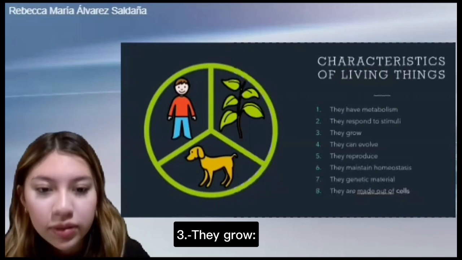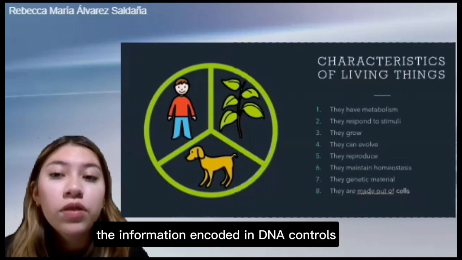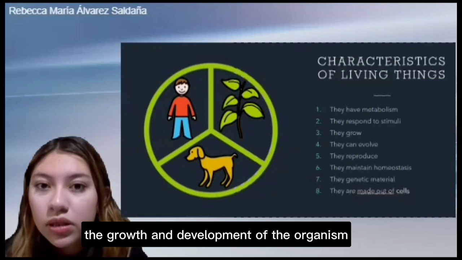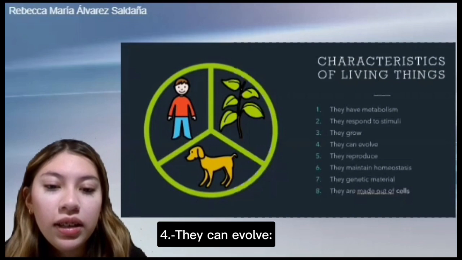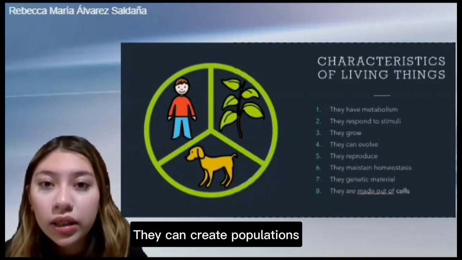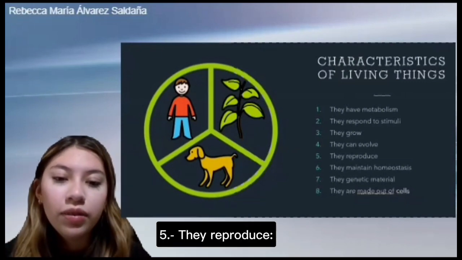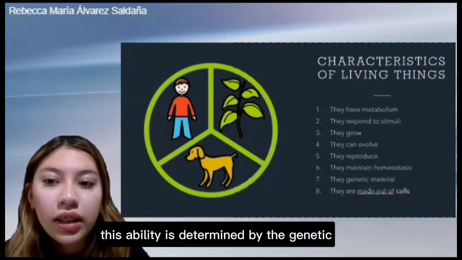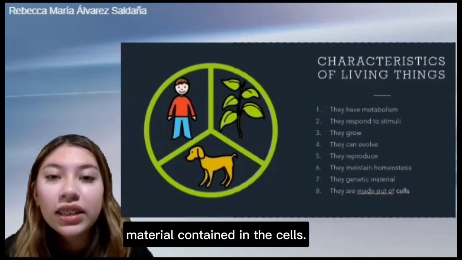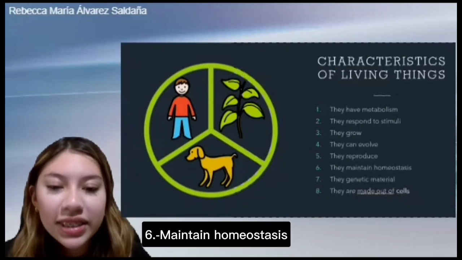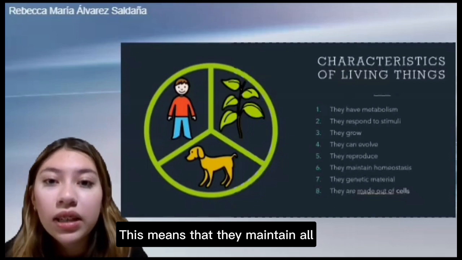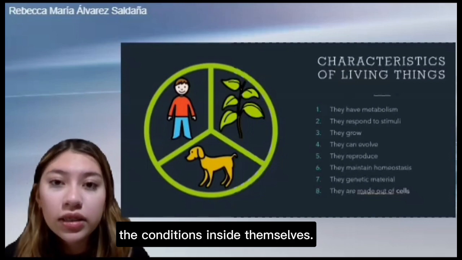3. They grow. The information encoded in the DNA controls the growth and development of the organism. 4. They can evolve. They are capable of creating populations. 5. They reproduce. This ability is determined by the genetic material in the cells. 6. They maintain homeostasis. This means that they maintain all the conditions inside themselves.